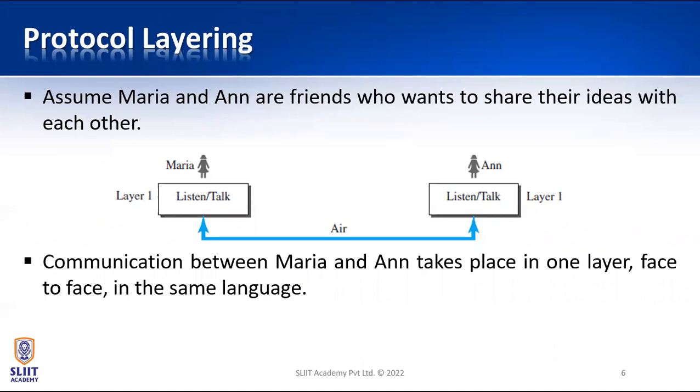So it's very simple, right? We have a very few set of rules. These rules can apply when you have face-to-face direct communication, and that's what they experience. Maria and Anne experience face-to-face communication, very simple communication. They are friends, so they can use the same language, right? Very simple rules like listening to the other one when somebody is speaking. So communication between Maria and Anne takes place in one layer, face-to-face, in the same language.